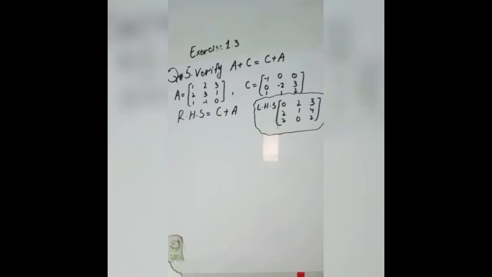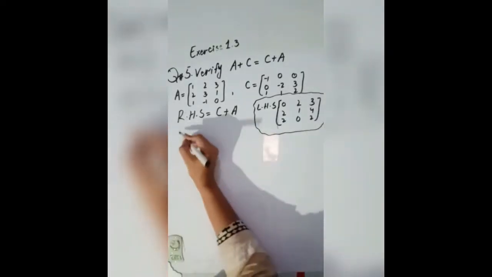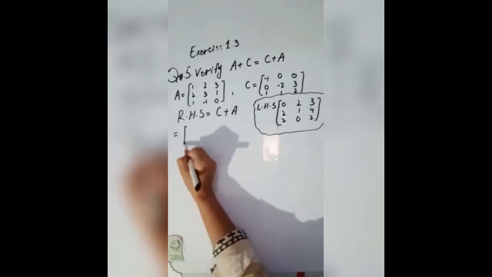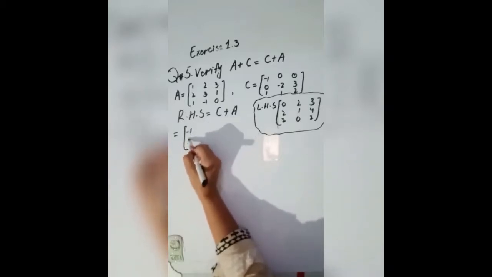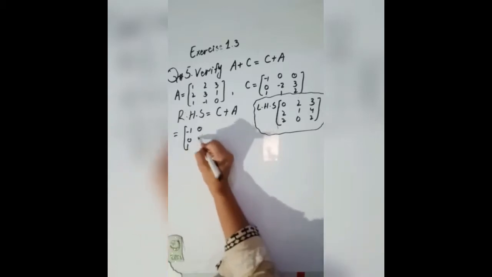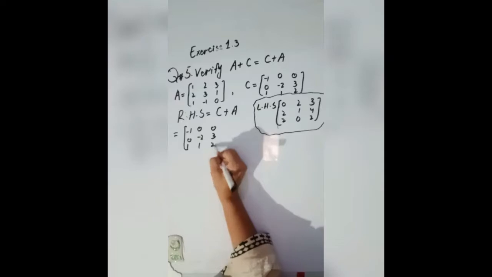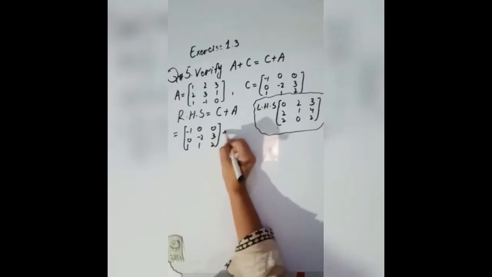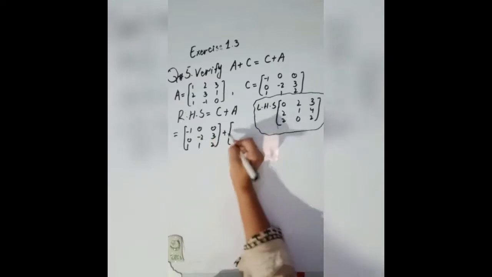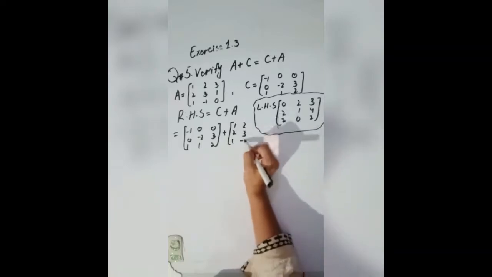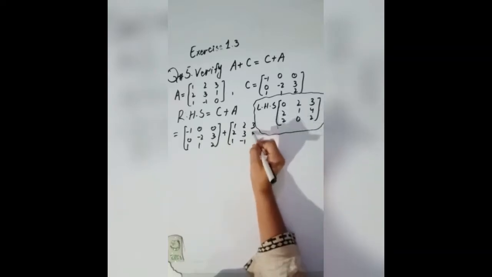हमने लेफ्ट हैंड साइड को फ्रीज कर दिया है, अब हमने इसको राइट हैंड साइड के इक्वल प्रूफ करना है। सो राइट हैंड साइड में हमने क्या करना है, C + A, -1 0 1 प्लस किस में करना है हमने, 1 2 1 2 3 -1 3 1 0.